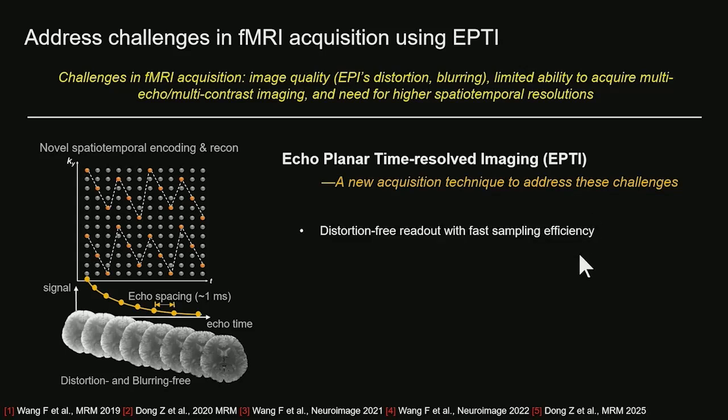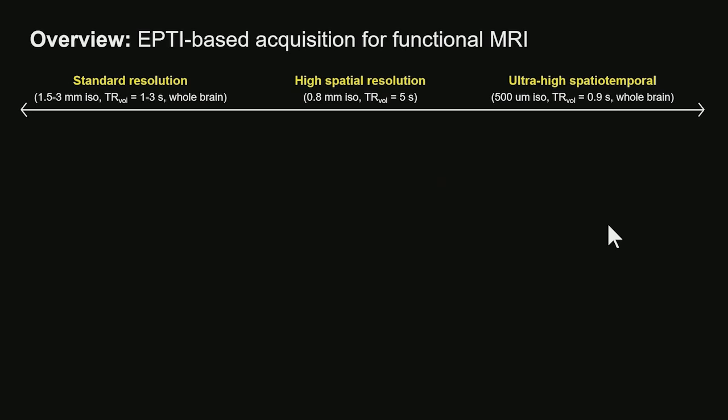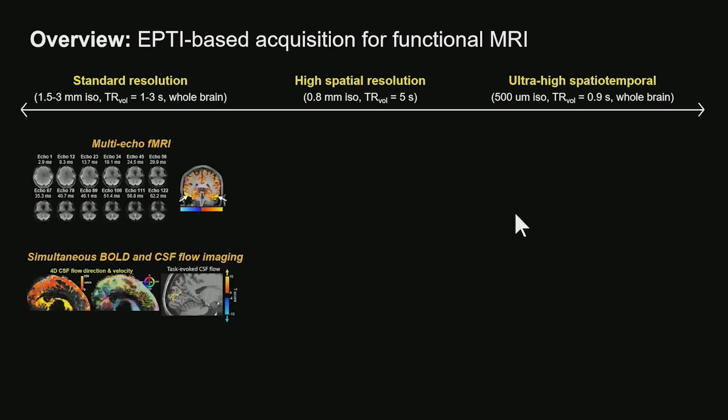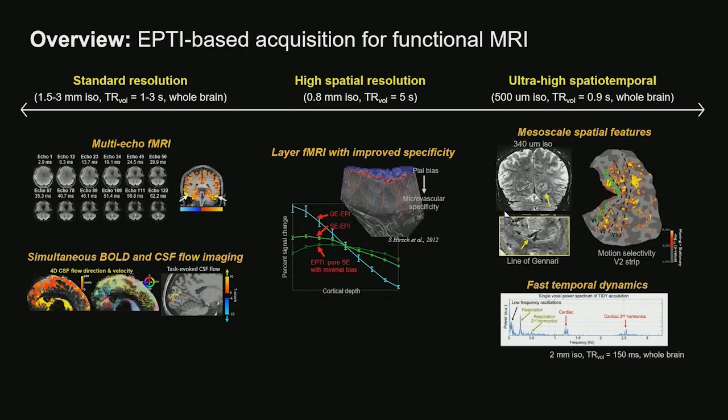challenges. It's a distortion-free readout with fast sampling efficiency, provides rich multi-echo, multi-contrast imaging, and it's a versatile readout technique for various image contrasts. And recently, we've been able to extend that to achieve ultra-high spatial temporal resolutions. So we've been developing EPTI for different fMRI regimes, including standard resolution to ultra-high spatial temporal resolutions. These are designed targeting different applications, including multi-echo fMRI, layer fMRI, as well as mesoscopic fMRI.